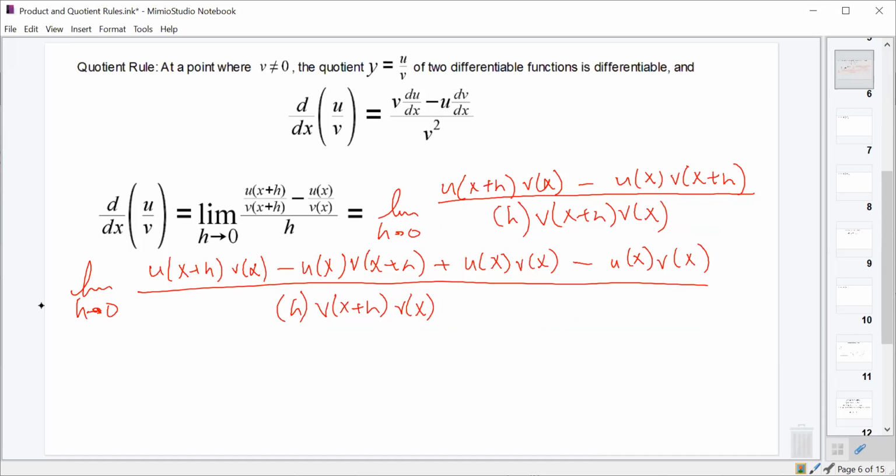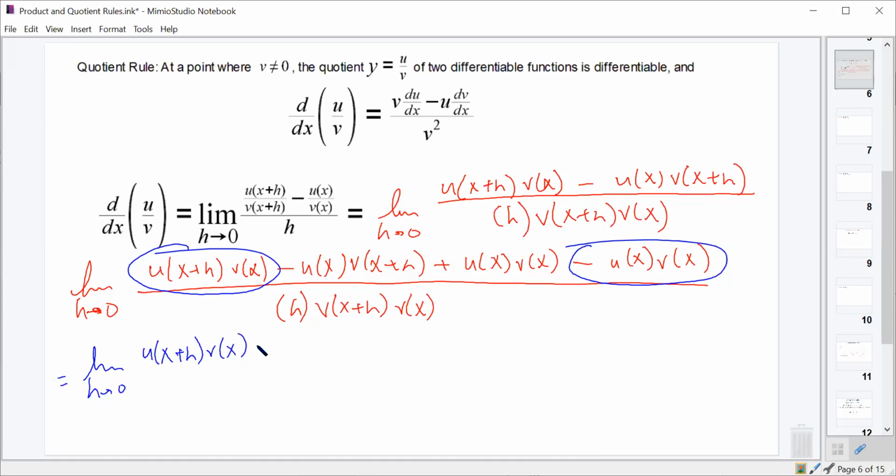So now we need to group two of these together to try and come up with some nice, easy things that will simplify down. So what do you want to group with this one? The very last term. The very last term, okay? We'll give that a shot. So this gives us a limit as h approaches 0 of u of x plus h v of x minus u of x v of x all over h times v of x plus h v of x.